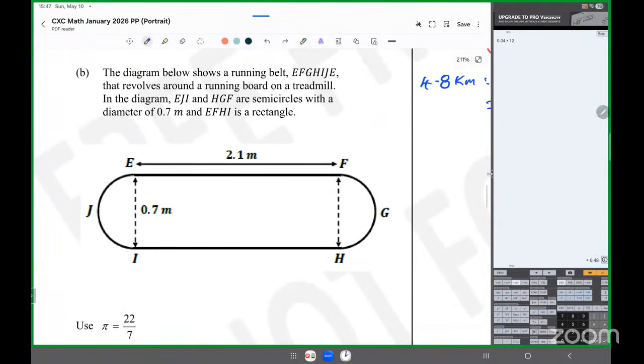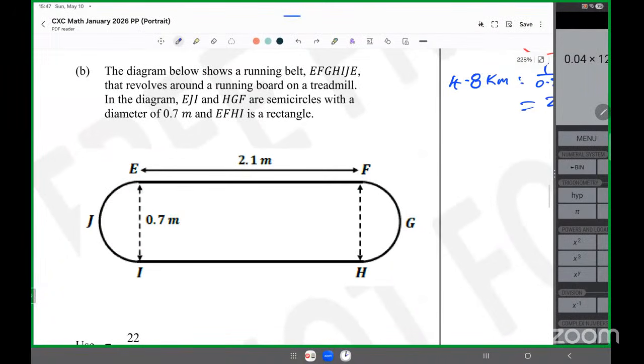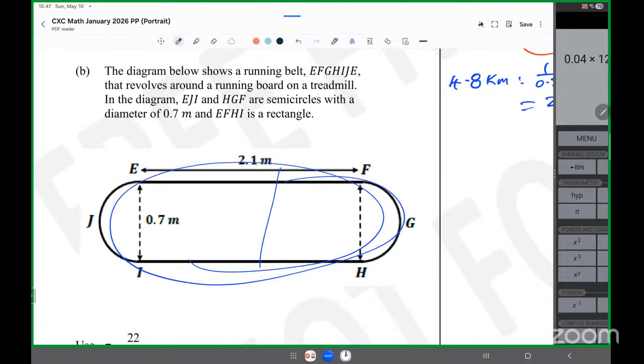So this question says, the diagram below shows a running belt, EFGHIJE, that revolves around a running board on a treadmill. So this is like somebody going to be running on this treadmill, right? And that's the belt going around as the person runs on the belt. So it's always good when you think of it realistically. Just put it in real life, it becomes easier.